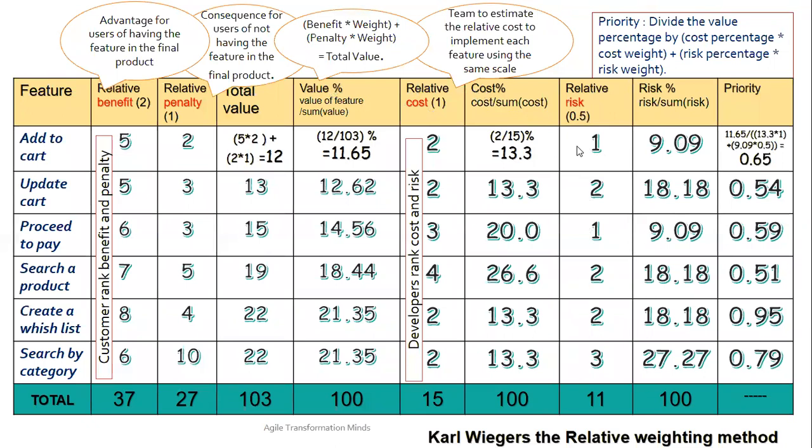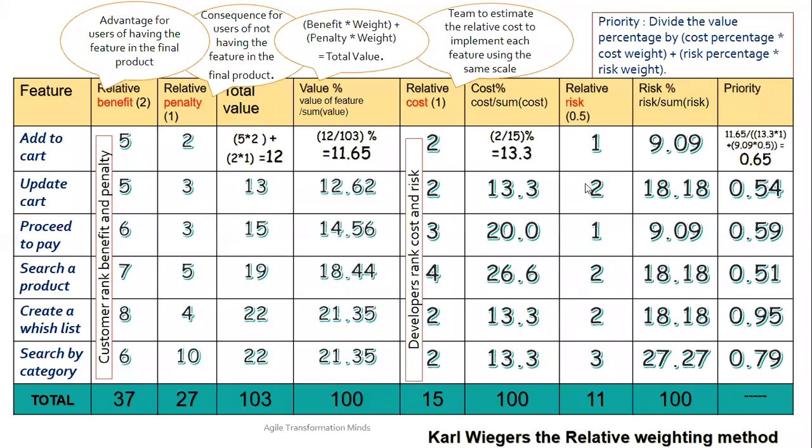So risk, your development team does this. He feels that in order to do the add to cart, there is a risk factor associated. There might be some risk factor, maybe related to payment gateways, APIs or something. And he says that it's a value of 1. You just put a base estimate as 1.